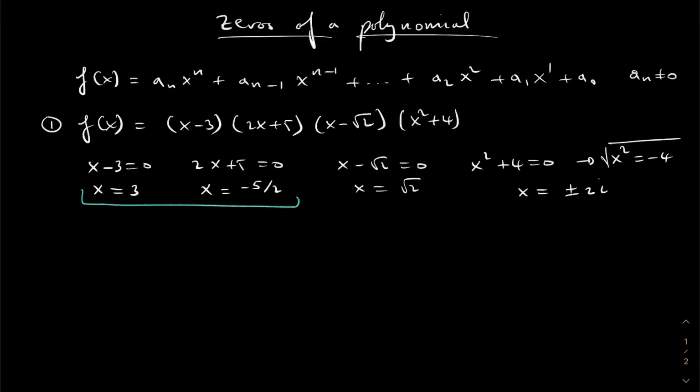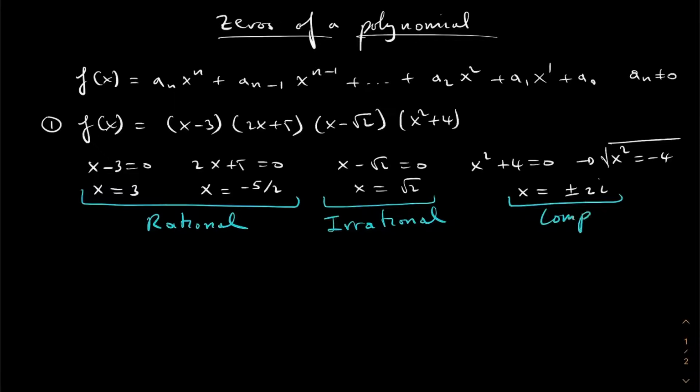And so when you look at these here, the first two zeros are going to be our rational zeros, because they are numbers that can be written as a fraction of a whole number divided by another whole number, negative or positive. And the next one here is going to be an irrational zero. And finally, our two last ones here, plus or minus 2i, are going to be known as the complex zeros.